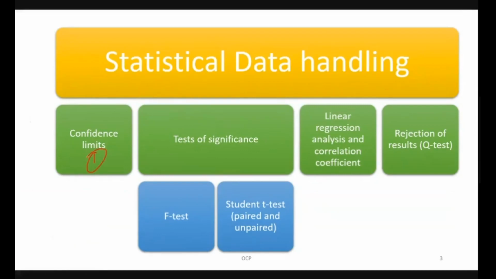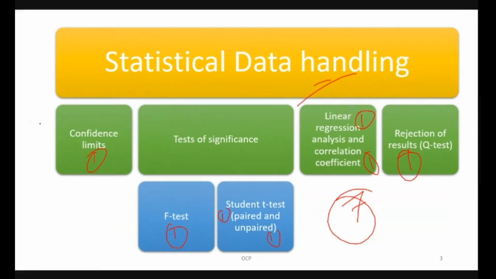One for confidence limit, one for F test, so it becomes two. There is one for paired, one for unpaired, one formula for linear regression, one formula for correlation coefficient, and one formula for Hughes test. So overall, 1, 2, 3, 4, 5, 6, 7. If you remember 7 formulas from this chapter, you can score full marks.